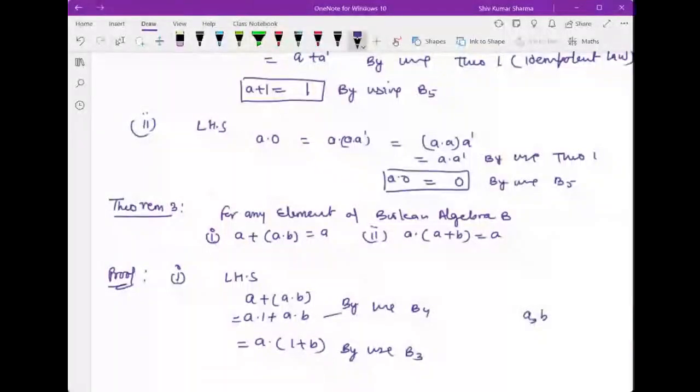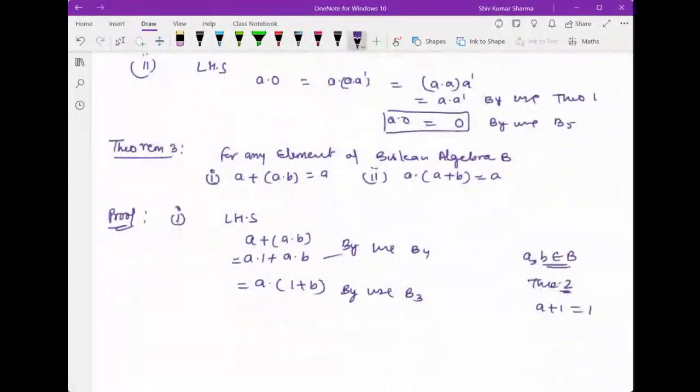Now we remember this. When we take two or three or more elements which belong to Boolean algebra B, for any Boolean algebra B, a or b belongs to B. So what does the second theorem say? Theorem 2 says a plus 1 equal to 1. So when a belongs to B and b also belongs to B, we can write b plus 1 is also equal to 1. So here we use theorem 2. This b plus 1 we write as equal to 1 by using theorem 2.